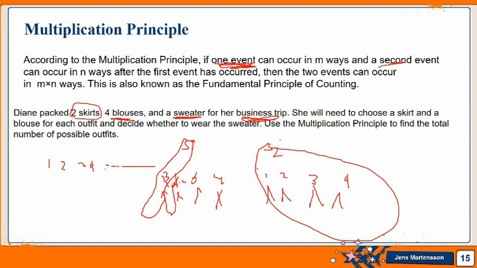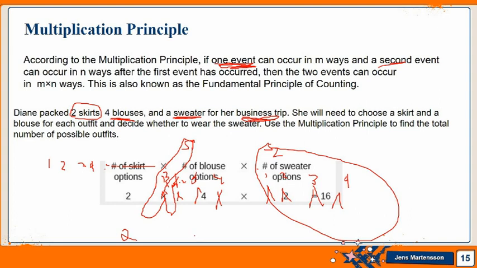Pagdating sa multiplication principle, pinapasimple natin siya. Wherein, we simply multiply the number of skirt options, the number of blouse options, and the number of sweater options, which you're just going to multiply with each other. So that will give you 16 total possible outfits from which Diane can choose her outfit. Okay?